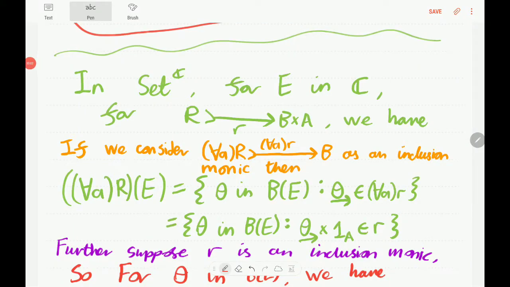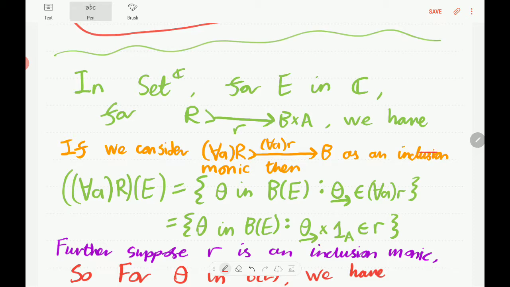Okay, so I want to say a note about understanding how this idea of for all works in this category set to the power of C. So it's the situation I've already discussed. We suppose we have a relation R, which is a monomorphism from an object capital R to B times A.